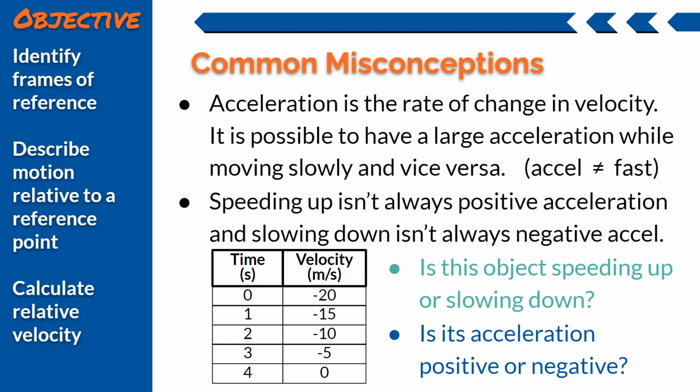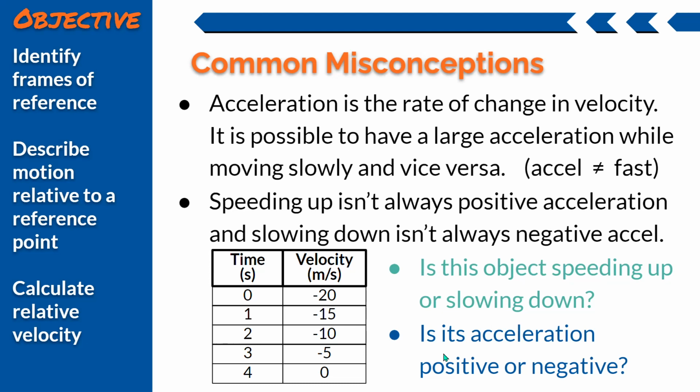Okay, so this object actually slowed to a stop. So it was going in the negative direction and it stopped. Okay, so that's the first question. This object is slowing down. Is this acceleration positive or negative? What is my change in velocity each second? Positive 5. Okay, so that's what I mean whenever I say speeding up isn't always positive. This object is slowing down and yet has positive acceleration.